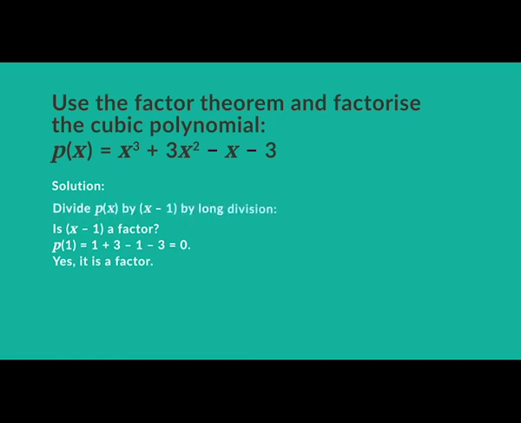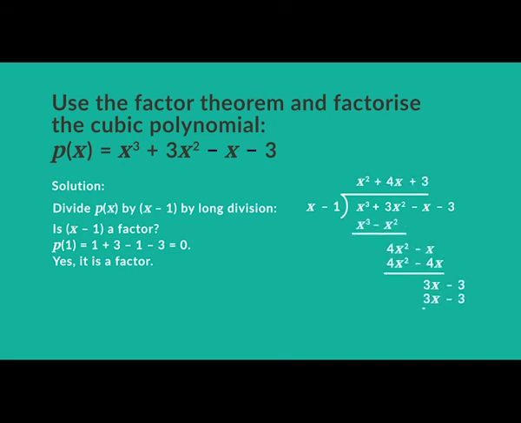Then we divide p of x by x minus 1 using long division. The result is a quadratic polynomial, x squared plus 4x plus 3. This is easy to factorize, and our final factors are x minus 1, x plus 3, and x plus 1.